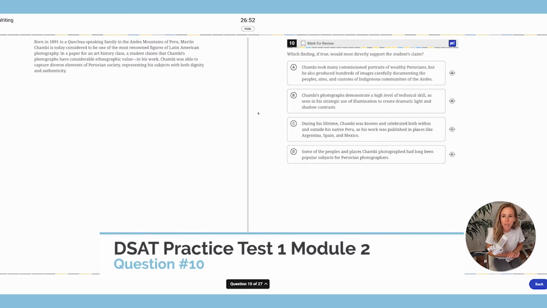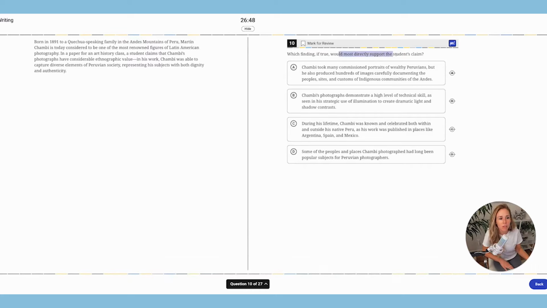Okay, so now we're gonna look at this next one. And it says, what would most directly support the student's claim? So I want to find the student's claim. It says, a student claims that Chamby's photographs have considerable ethnographic value. In his work, Chamby was able to capture diverse elements of Peruvian society. So I want to find an answer choice that supports that.